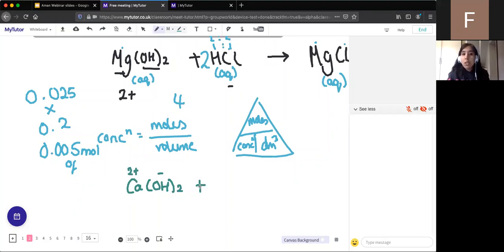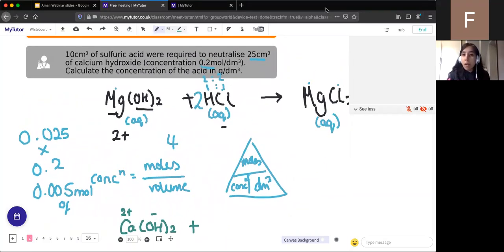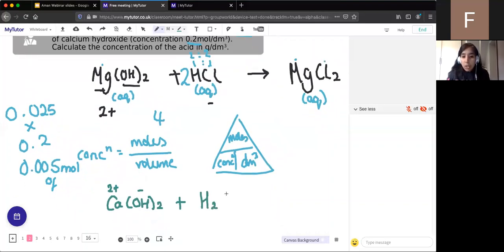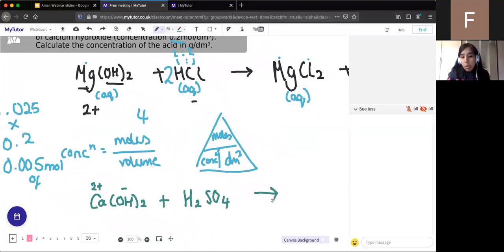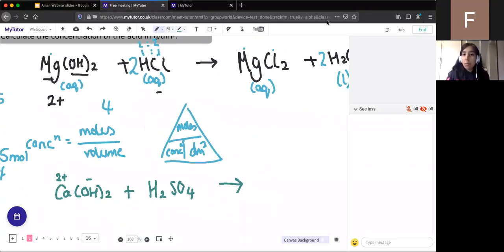We're adding that to sulfuric acid. Does anyone remember the formula for sulfuric acid? So we went through this on Monday. We went through all the key acids and alkalis. Yep, excellent, H2SO4. Okay, what's our salt that we're going to form then? So we've got calcium hydroxide plus sulfuric acid. So we know we're going to form a salt and water, as with magnesium chloride and water when we did that above. So what's our product here going to be?